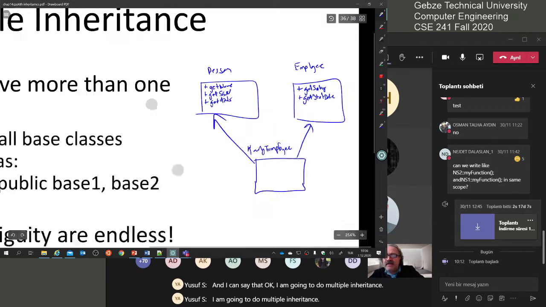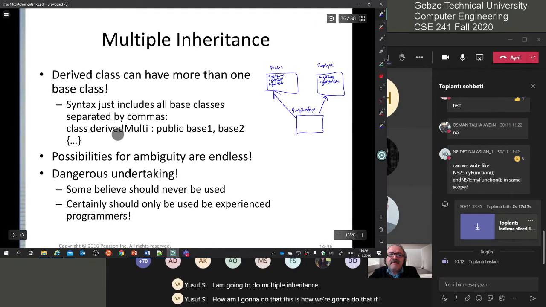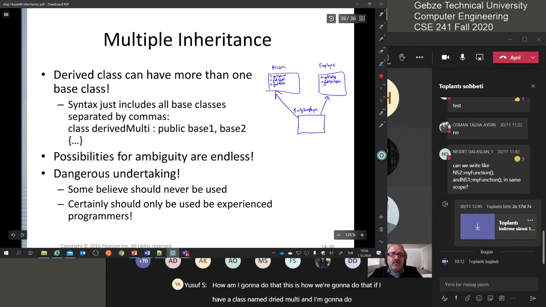How am I going to do that? This is how you're going to do that. If I have a class named derived multi, and I'm going to derive it from two classes, base 1 and base 2, these two classes will be my base classes, both of them. So hourly employee is both a person, and hourly employee is again an employee.